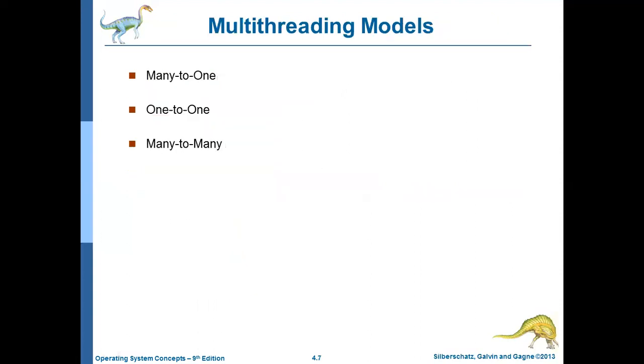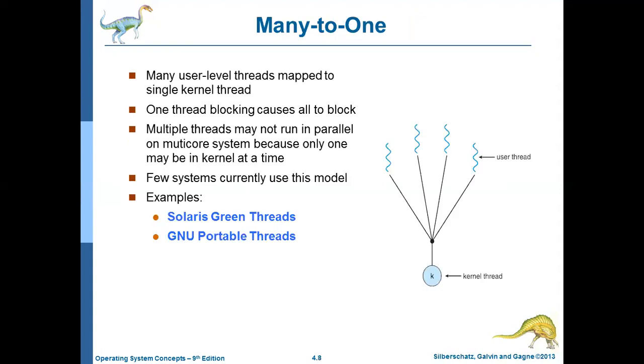Now let's move on to the various multi-threading models. We have three different multi-threading models, namely many-to-one, one-to-one, and many-to-many. Let's see them one by one. First, let's take the many-to-one model. In the diagrammatic representation, we have a kernel thread mapped onto several user threads. User threads are represented like this, and kernel threads are represented with a circle with a K inside. This many-to-one model depicts that many user threads are mapped onto one kernel thread. So this is the concept behind the many-to-one model.